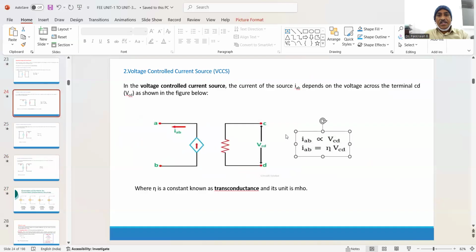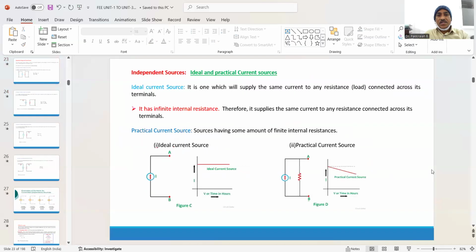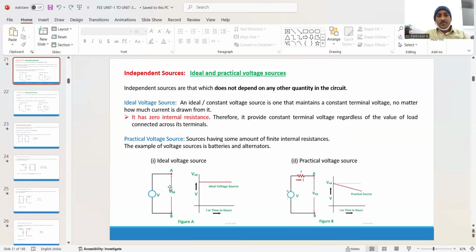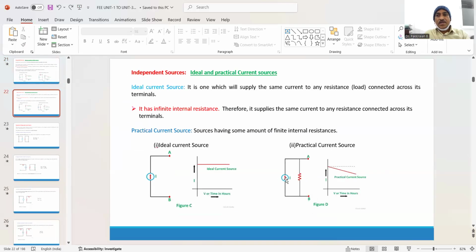All the independent sources are represented with a circle. See here, whether it is a voltage source or current source, the sign is represented inside. If it is plus minus inside a circle, it means an independent voltage source. Similarly, a circle with an arrow indication means a current source.